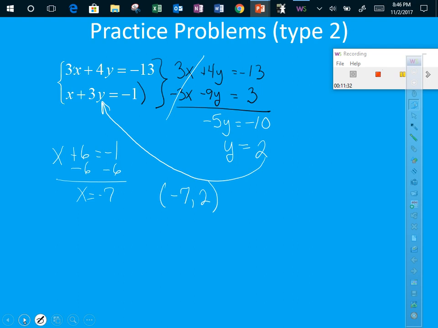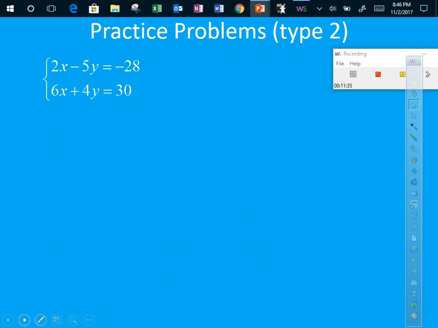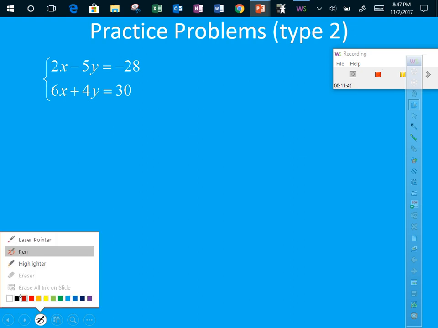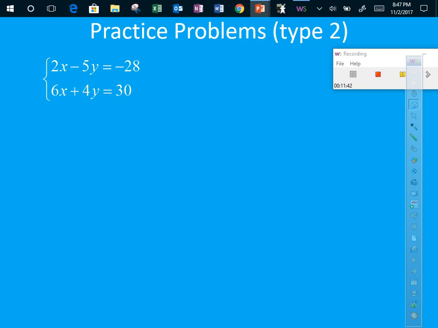On to my number 4. I guess in my case, my number 5. 2x minus 5y is negative 28. If you look at it, nothing's going to drop out the way it stands. So look little number to big number. Here's what I mean. Look 2 to 6 or 4 to 5.